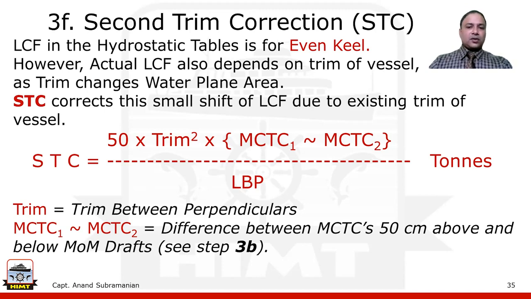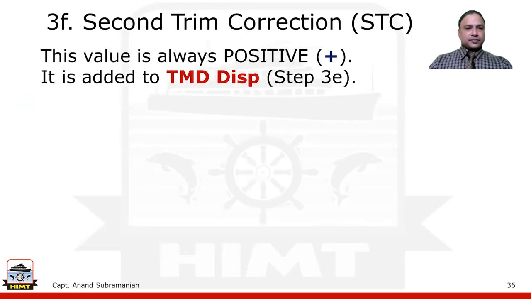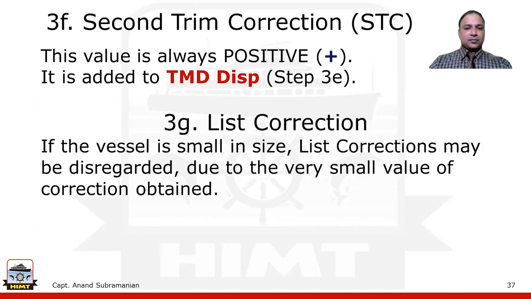Now this entity will always be a positive value. That means when you calculate the MCTC1 minus MCTC2, always subtract the lower value from the higher value. There is no negative sign here because the value will always be positive only. So the value you get is always a positive entity, and it is always added to the true mean draft displacement we obtained in step 3E earlier.